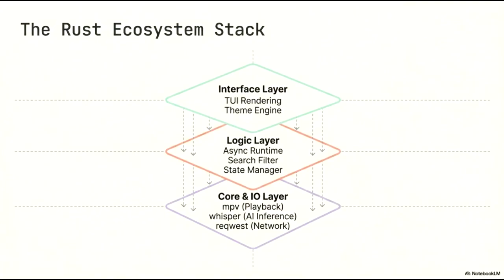This foundational level interacts directly with system resources and external services. Key components here include MPV for media playback, Whisper for AI-driven inference tasks, and Request for handling network communications. Together, these layers demonstrate how Rust's diverse ecosystem can be leveraged to build complex, well-structured, and efficient applications.